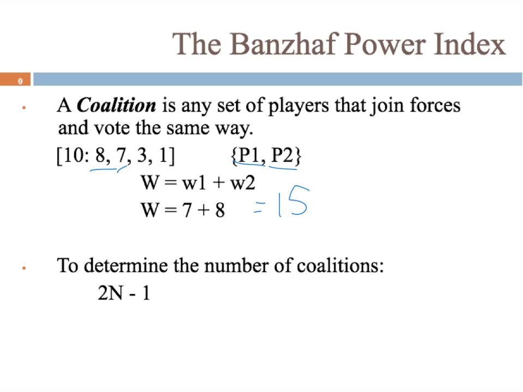To determine the number of coalitions in general, the formula is 2 to the n power minus 1. So I'm going to rewrite that real quick. It should be 2 raised to the n, subtract 1. For example, in this system there are 4 players, so it's 2 to the 4th minus 1, which is 16 minus 1. So there are 15 possible ways we could list out coalitions of players that would vote the same way together.